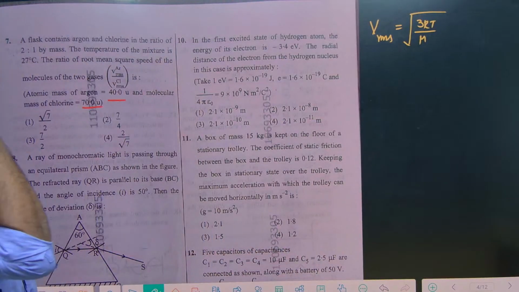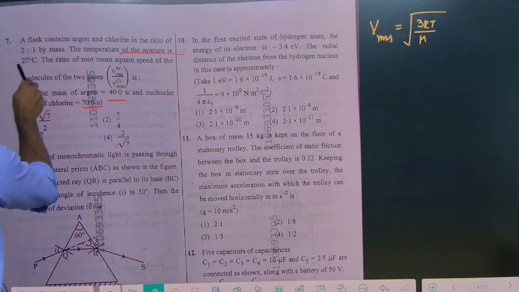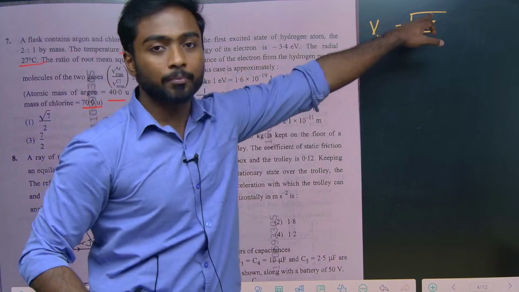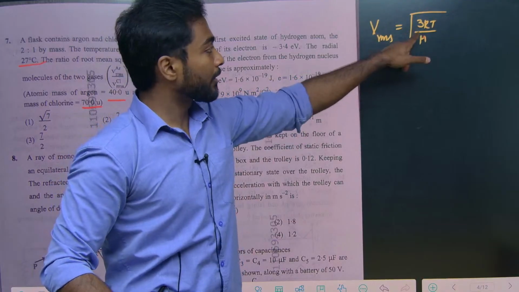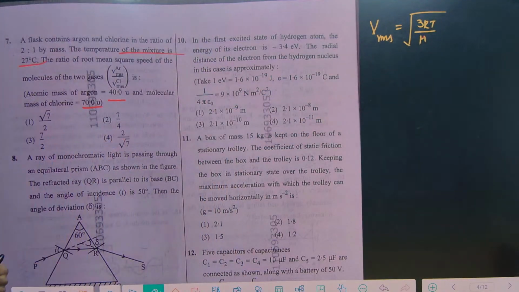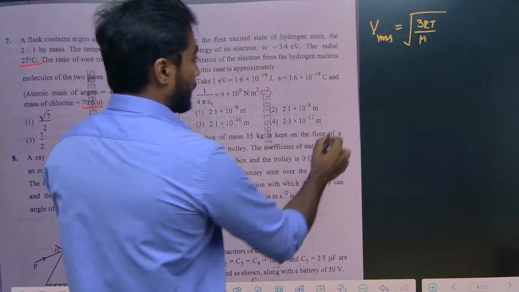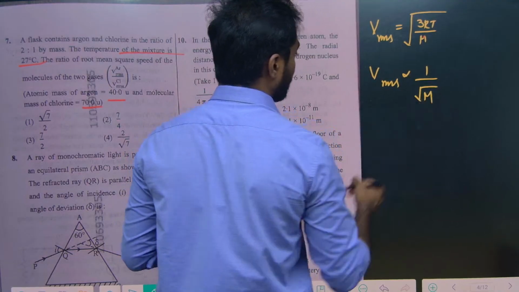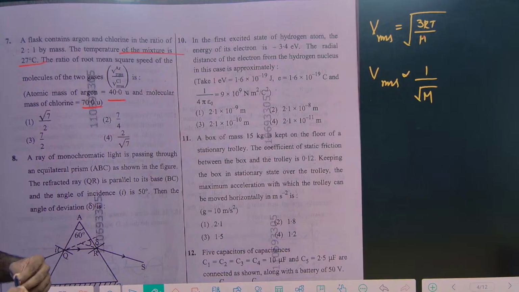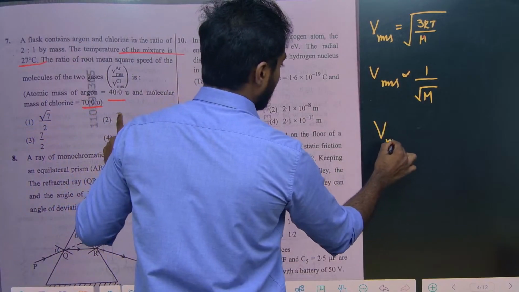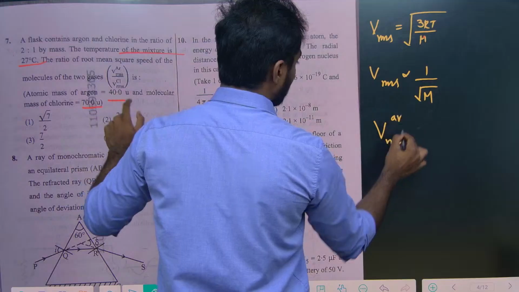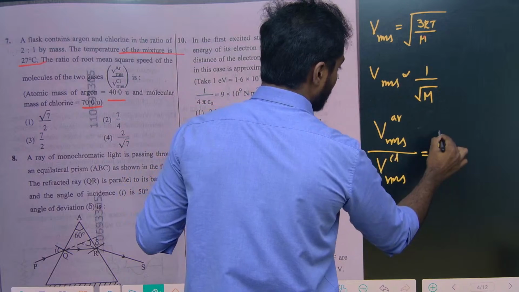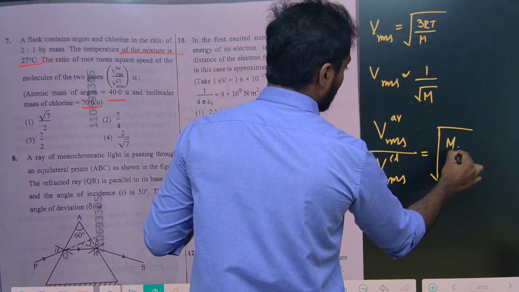Like the first one, they have taken the mixture at the temperature 27 degrees Celsius, so I can neglect that first numerator as constant. 3R, R is constant, 3 is constant, and T is also same for both of them, again it is constant. Ante meaning enti? Vrms is inversely proportional to root M. So Vrms for argon by Vrms for chlorine will be equals to root over M chlorine by M argon.